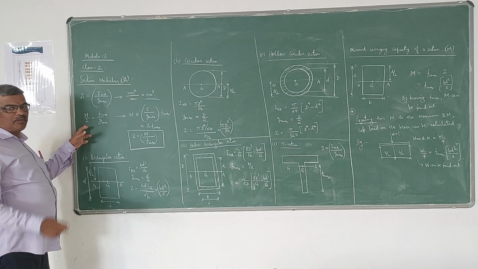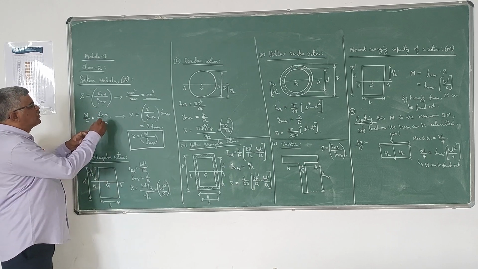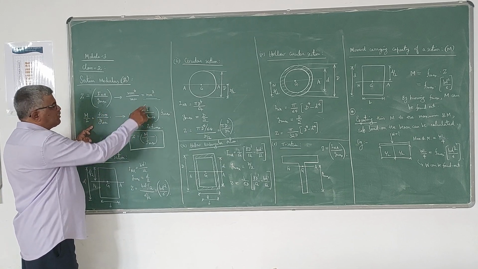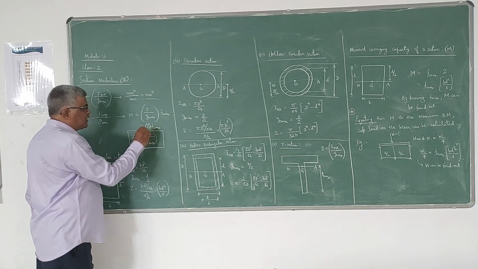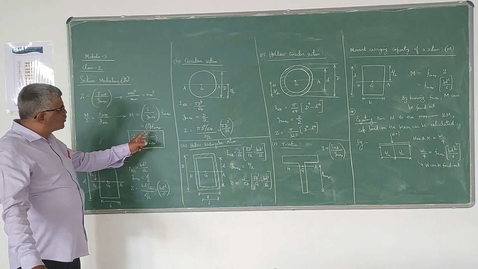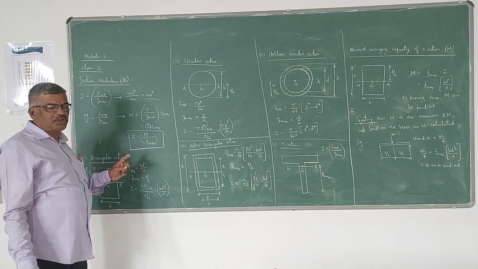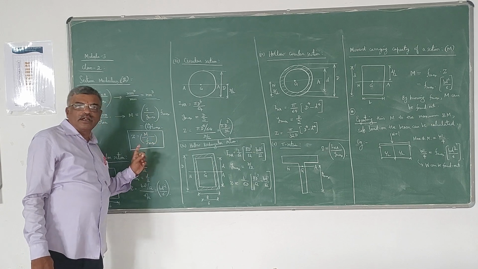Now, from the pure bending equation, we have M by I is equal to F max by Y max. From this we can see that M is equal to I divided by Y max into F max. This I divided by Y max is nothing but Z. So, Z can also be defined as M divided by F max. That is, it is the ratio of moment of resistance of the section to the maximum bending stress.